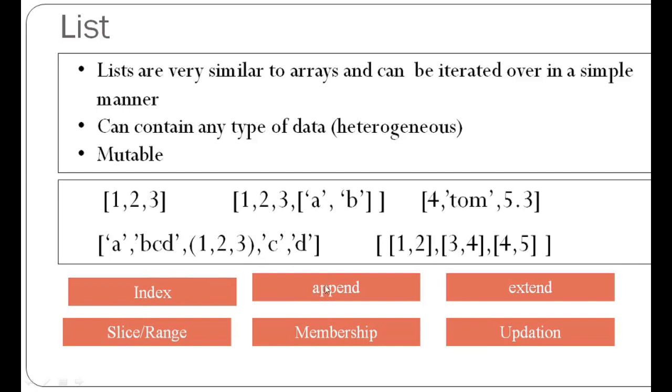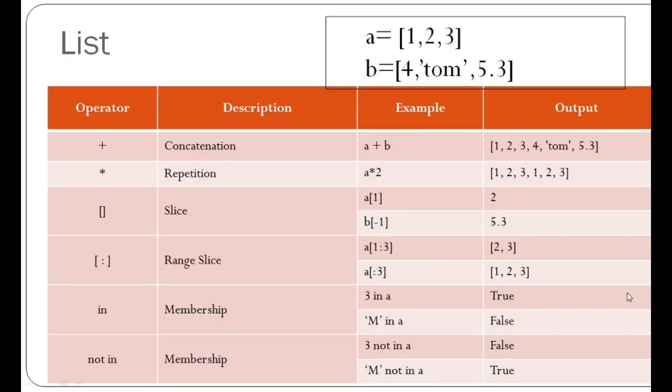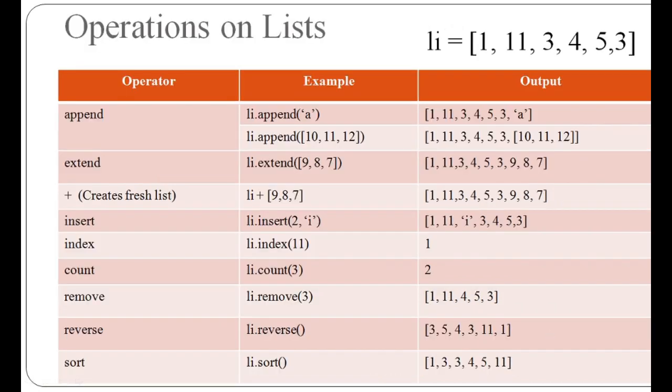Here you can see that I have got an append and extend. Since I can add and remove elements in the list, we have functions for appending and extending. So concatenation, repetition, slice, range, membership, they are all the same as in the previous cases. But here you can see li.append(a). That means with that li, I am appending a. Here I am trying to append a list. So the whole list will be appended.